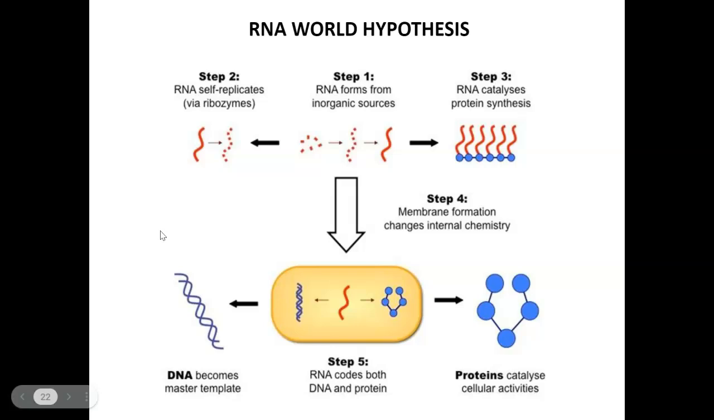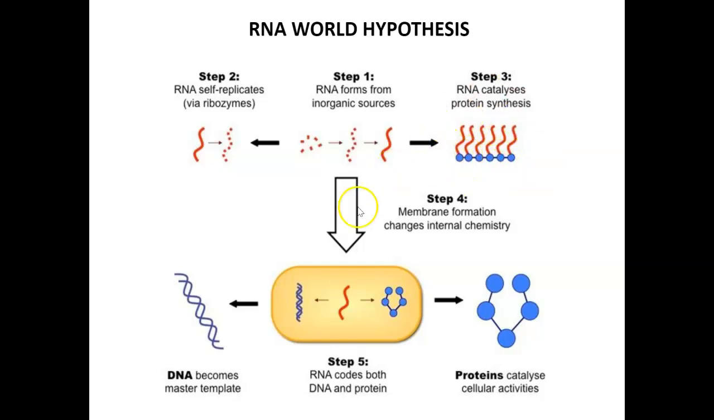This slide shows the RNA world hypothesis. The first thing that needs to happen is RNA has to form. So from inorganic substances, RNA forms a polymer. After RNA forms a polymer, it makes more of itself. So RNA can self-replicate via ribozymes, RNAs that act like enzymes. Once we have more copies of RNA, RNA can be used to form proteins. Remember, RNA also acts as a catalyst to form the peptide bonds, like rRNA, for example.